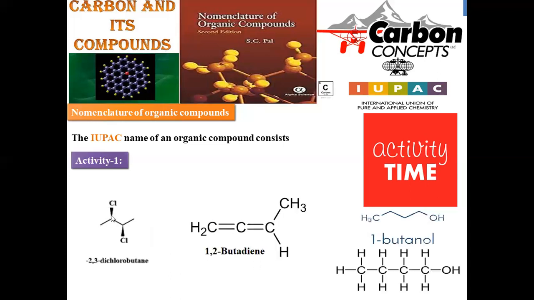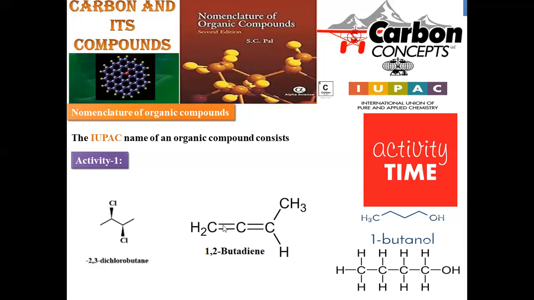Move on to another, where we have 2 substitutions at the second and third positions. Again, it is a 4-carbon chain. So 2 similar substitutions are there, and we have to assign a secondary prefix called "di", because 2 are there. These 2 are present at second and third, so 2,3-di. What are the groups? Chloro. Then what is the parental chain? Butane. 2,3-dichlorobutane is the IUPAC name of this compound. Move on to another compound.